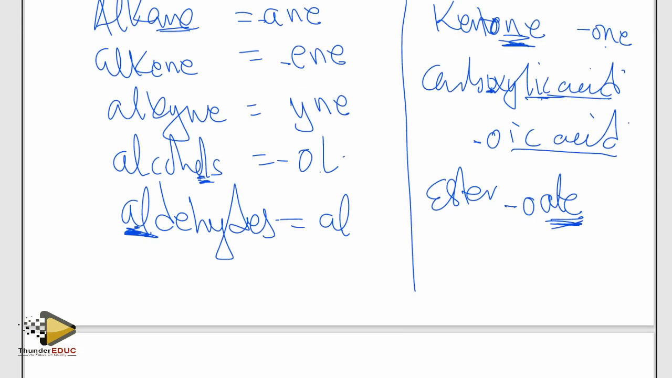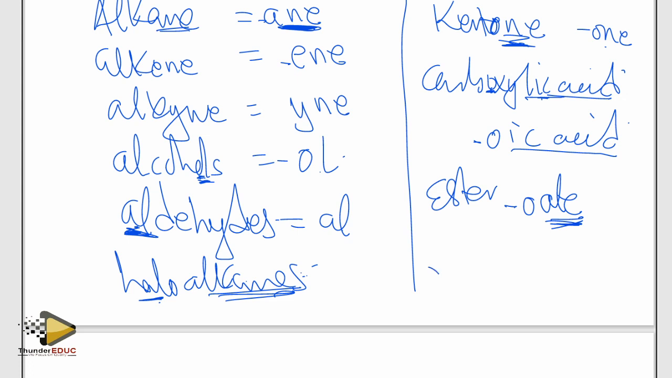What have we left? We left the haloalkanes. Haloalkanes ends with alkane, but with a halo. Halo is a halogen. Basically, it is a combination of a halogen and alkane. So basically, it will be ending with this, but it will be starting with a prefix depending on which halogen you have used.